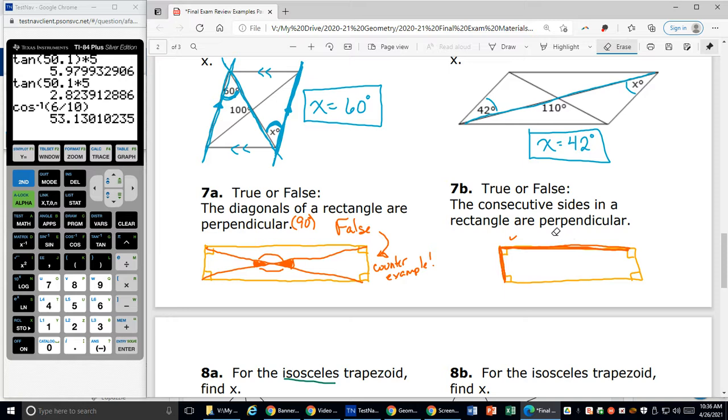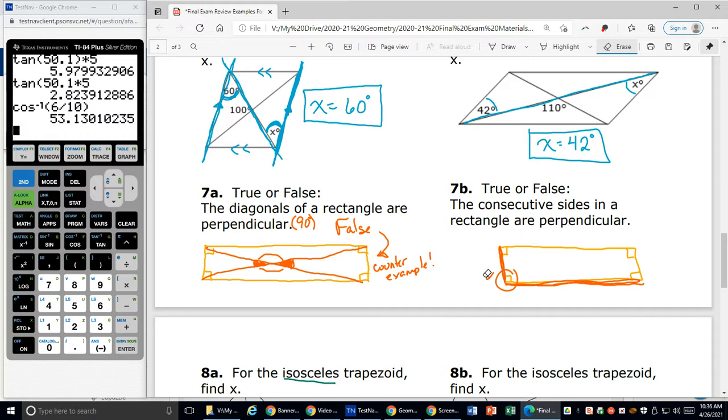Instead of this one, what if I said instead of that one, what about this one? So here and this consecutive side. Are those also perpendicular? Do they intersect at 90? Yes, they do. So that works.